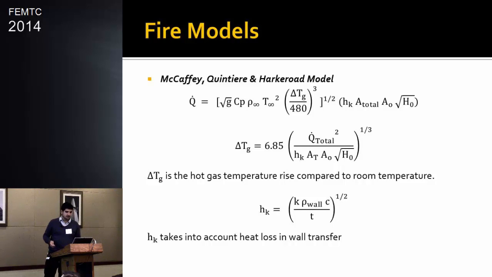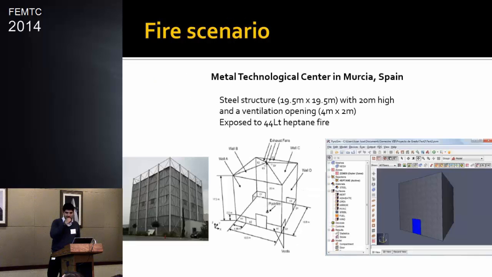Also, I have the McAfee-Quintiere-Hasemi model. This is a more detailed model taking into account the entrained products and the heat release rate, also the hot gas layer temperature related to the rise in room temperature, also the heat loss in wall transfer. I compare these models with real life experiments.